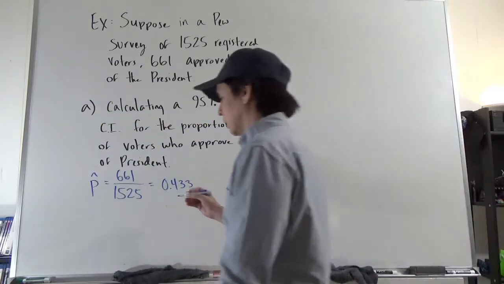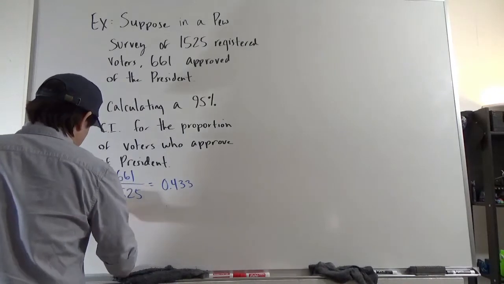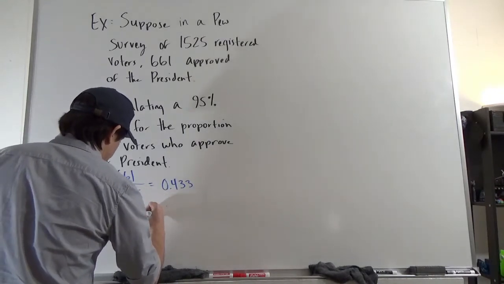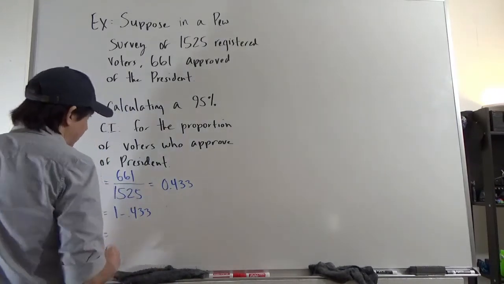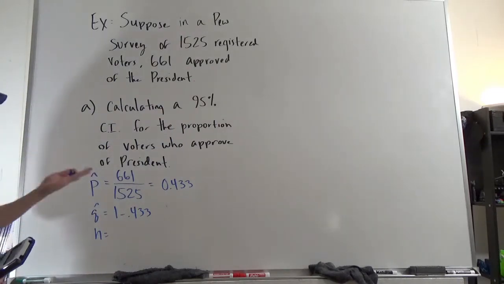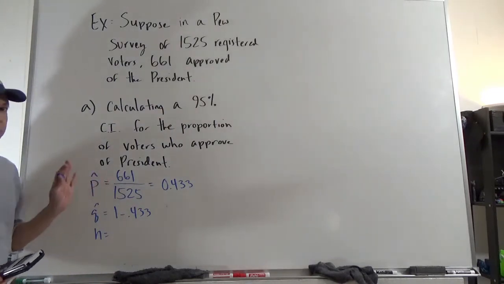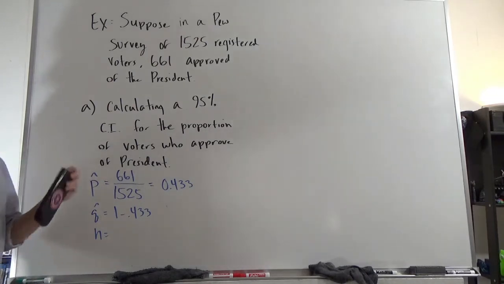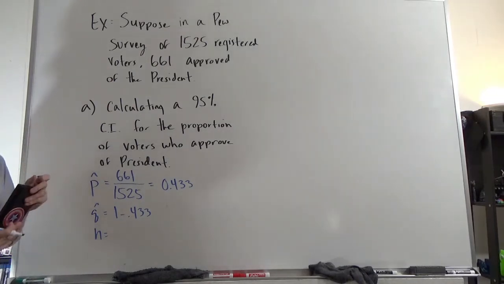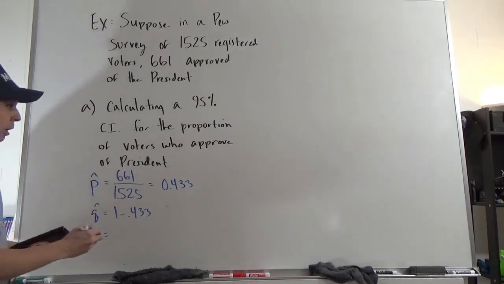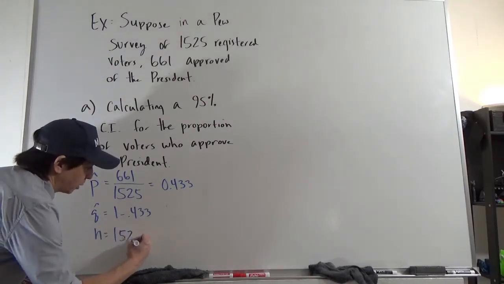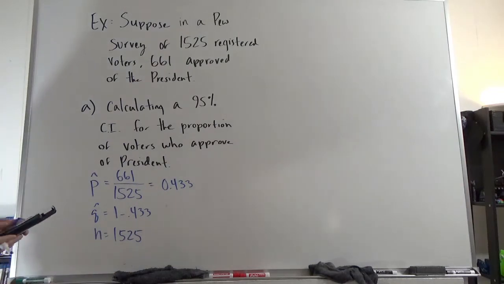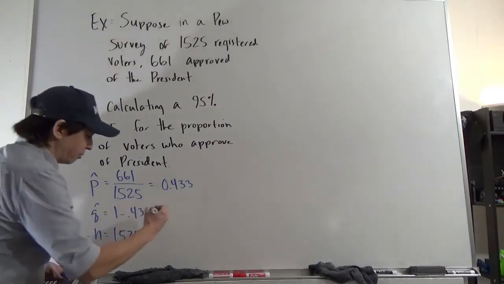And we need q-hat, which is 1 minus that. My n is, make sure you're grabbing the correct n. I do get a lot of people using 661, but that's just the ones that approved. n is the total sample size, which is all the registered voters that were in the sample, the ones that approved and the ones that didn't. So don't exclude anybody. 1525 makes up your n, your sample size. Sorry, let me go back and do that. 1 minus 0.433 is 0.567.